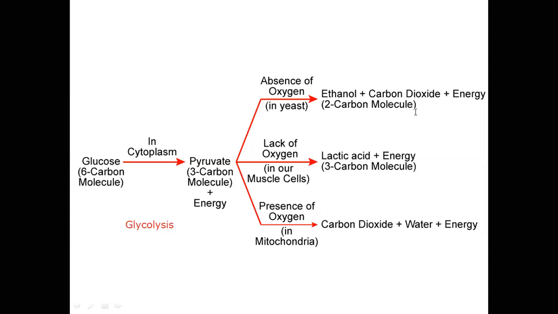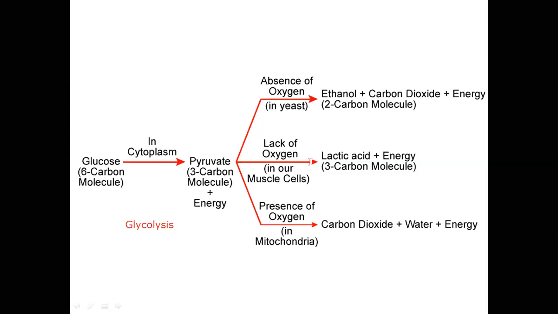This type of reaction occurs in yeast. This is what happens in it, and it is an anaerobic respiration because of the absence of oxygen; oxygen is not present at all. Now the second case, when there is lack of oxygen. It occurs in our muscle cells when we do heavy exercise.